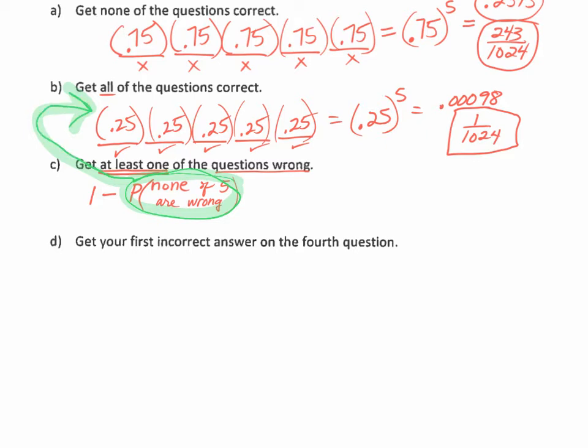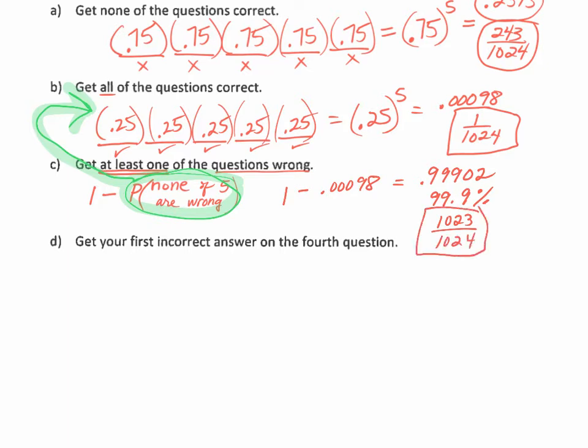So we're essentially going 1 minus the 0.00098, which is 0.99902. You could write it as 99.9% chance. So that's a really high chance that you're going to be getting at least one of them wrong. 99.9% chance you will get at least one of them wrong. And of course, if you had that as a fraction, it's 1023 out of 1024. See, because it's the other ones besides that one right there.